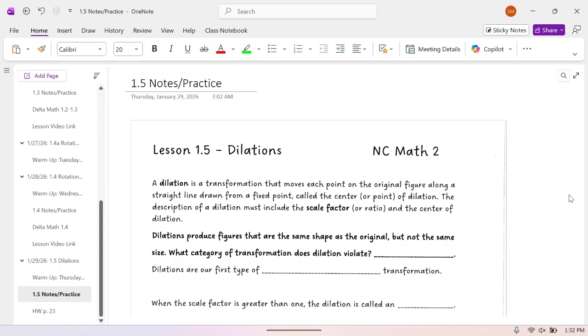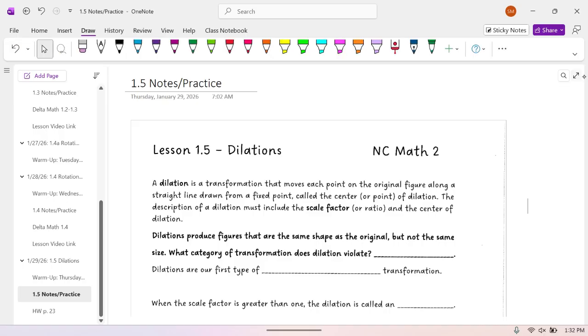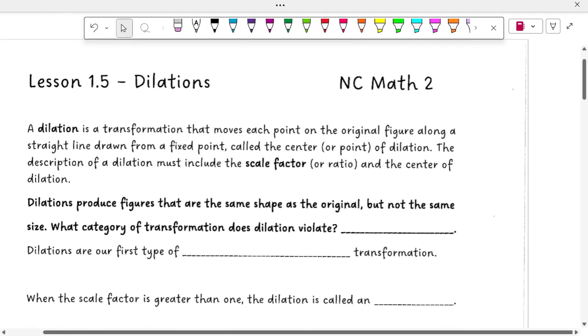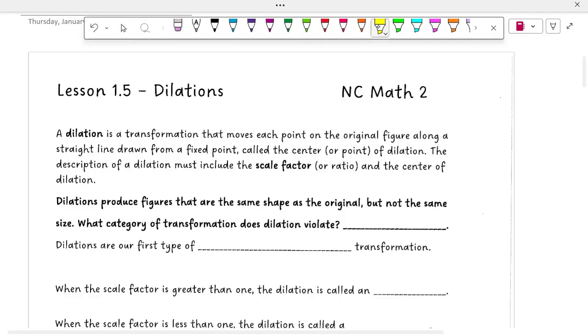Okay, so dilations. So what specifically is a dilation? A dilation is a transformation that moves each point of the original figure along a straight line drawn from a fixed point, which is called the center of dilation. Now, the description of a dilation must include the scale factor or ratio and the center of dilation.